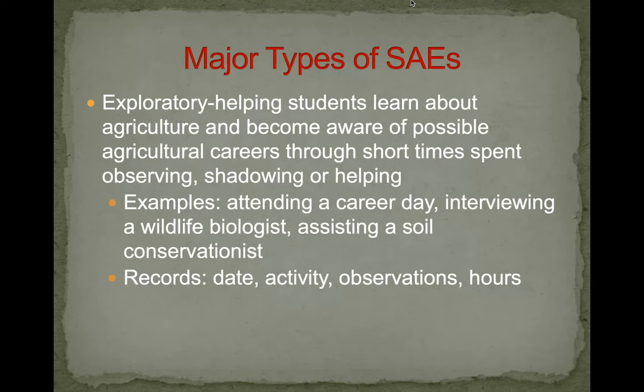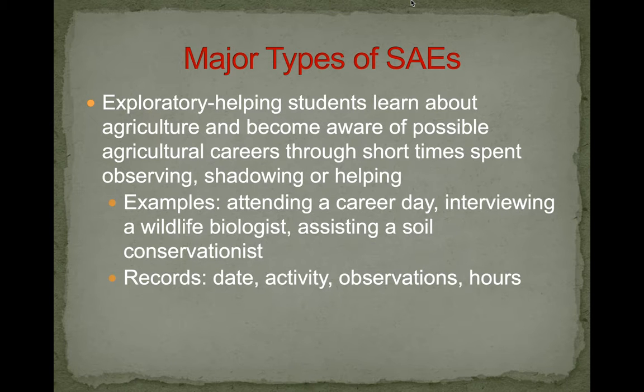An exploratory type of SAE is going to be one that's for your first year students, some of those students who are a little bit less involved or experienced with agriculture classes. Exploratory is typically going to be students who are just beginning to learn about agriculture and learn about what it actually entails and what they may want to do with agriculture one day, and looking at different careers.